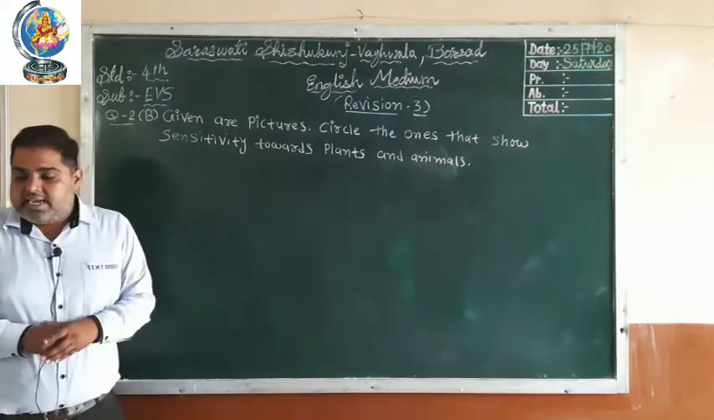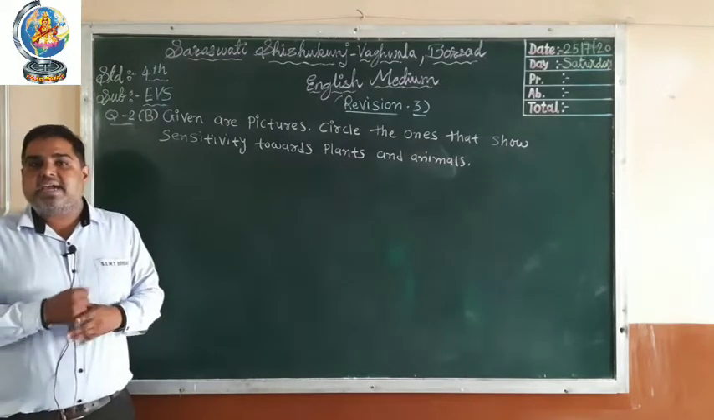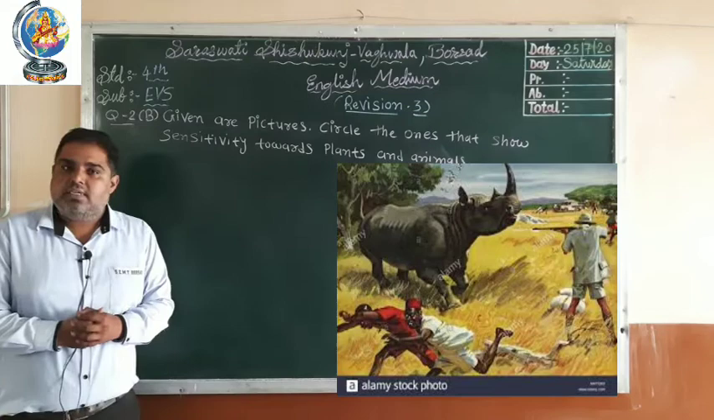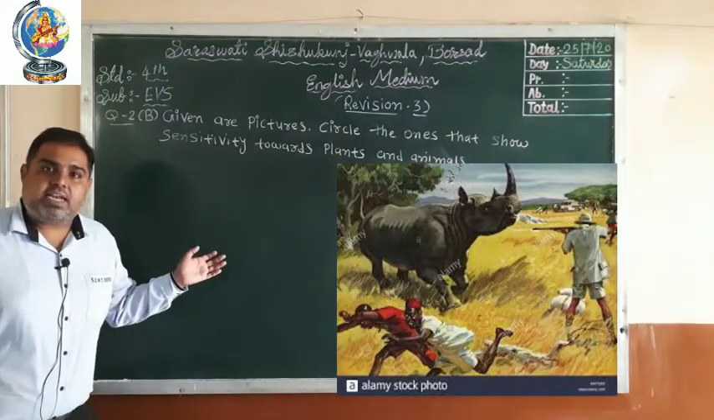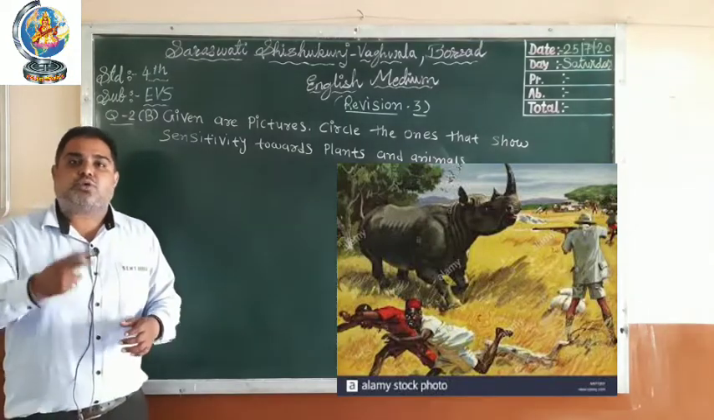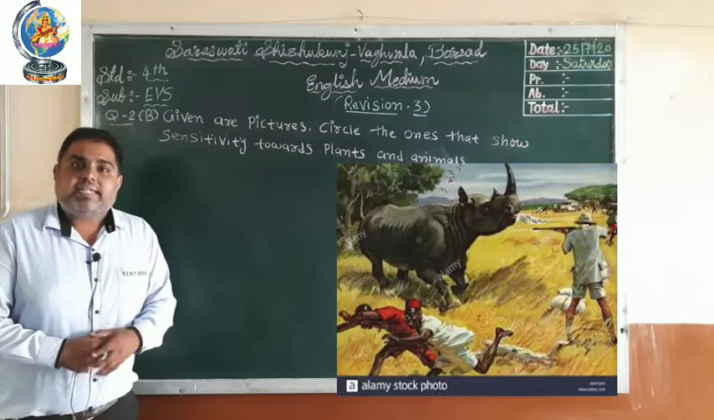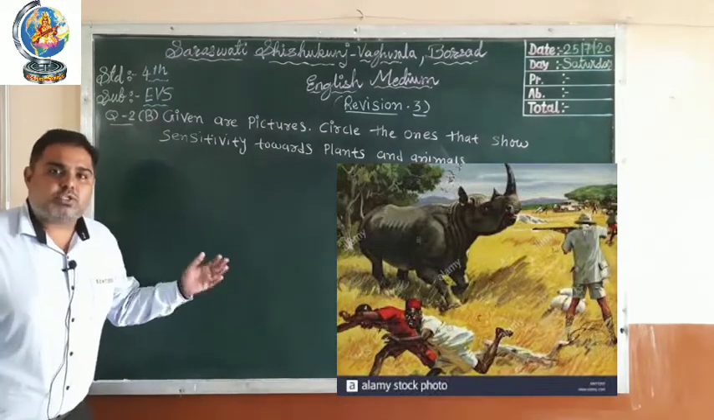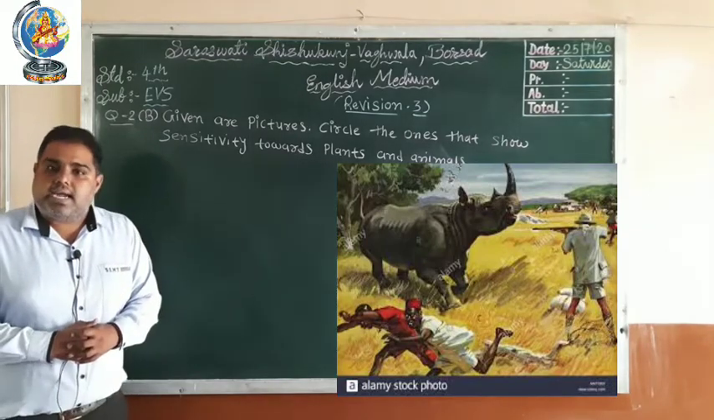Another picture is, you can see that one man is shooting an animal. So students, does this picture show any sensitivity, love for any animal? No, he is shooting an animal. That is against the law. That is why it does not show sensitivity. That is why you don't have to circle it.